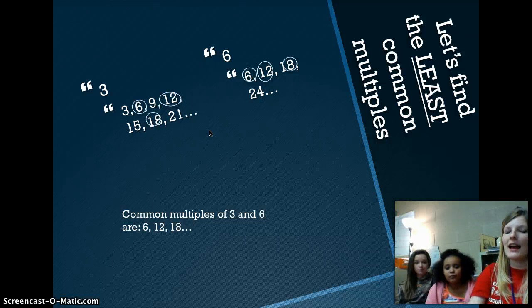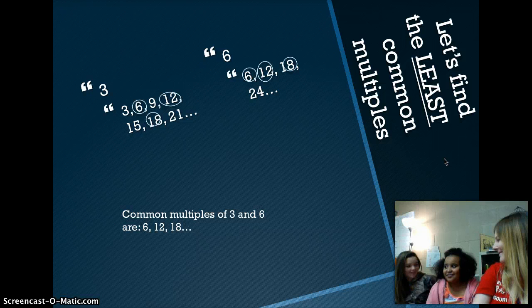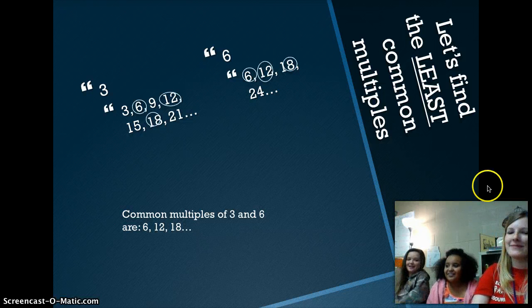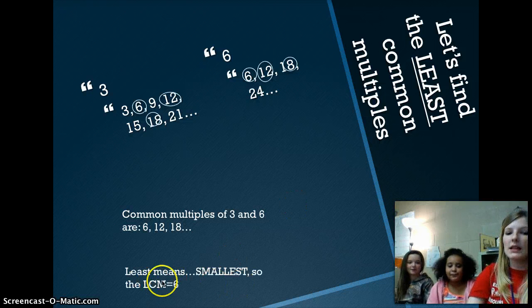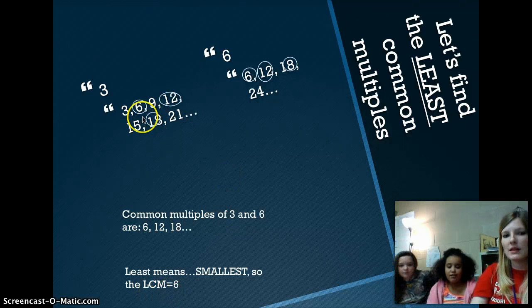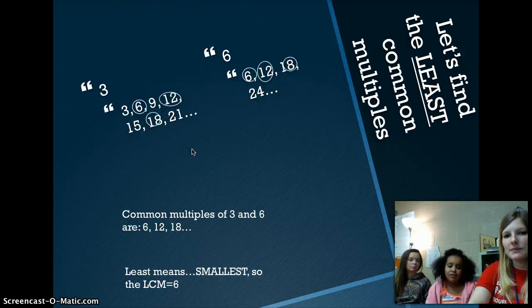Now we're going to add in our last word, least, for least common multiple, or LCM. And what does least mean? Least is like greater than or less than whenever you're comparing, but you're going to do the number that's least. The smallest number. Okay. So least is smallest, so the least common multiple, what's the smallest number? 6, 12, 18? 6. 6 is the least number.